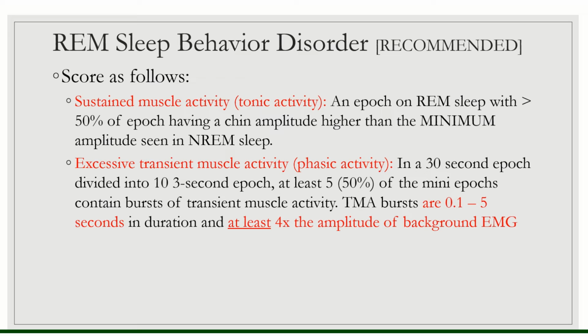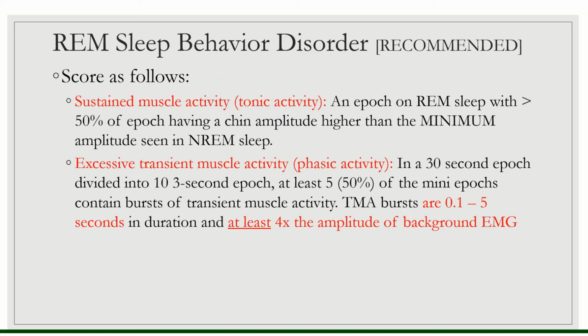Why this makes sense is because normally in REM sleep, we're looking for the chin EMG to be lower in amplitude than in non-REM. You know, usually we look for the chin amplitude in REM to be lower than the chin amplitude in non-REM. But RBD is just the opposite. We're actually looking for the chin in REM to be higher than what we saw in non-REM. We want it to be higher than the minimum that we saw in non-REM. Not the maximum, higher than the minimum that we saw in non-REM.